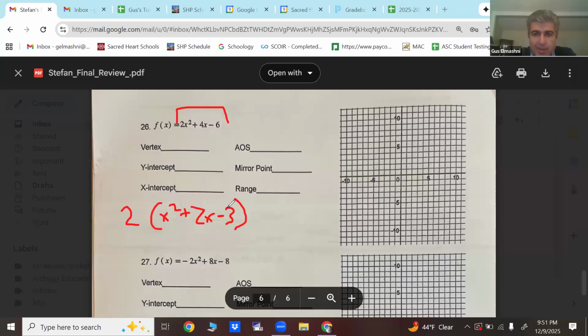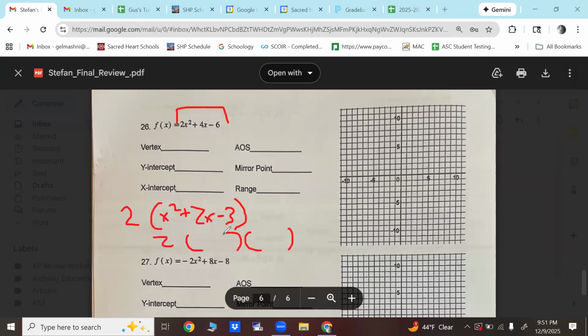I said took a 2 out. 2 out means you're dividing. You're never subtracting. No, we're just pulling it out. Okay, so you could factor this.